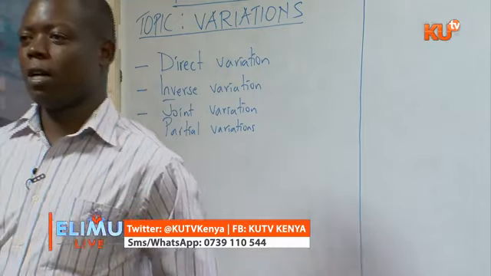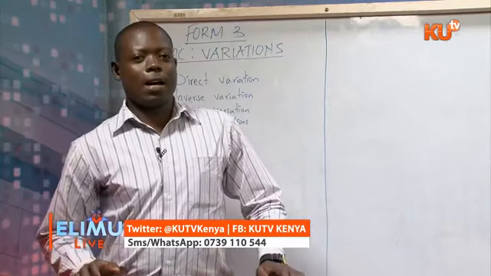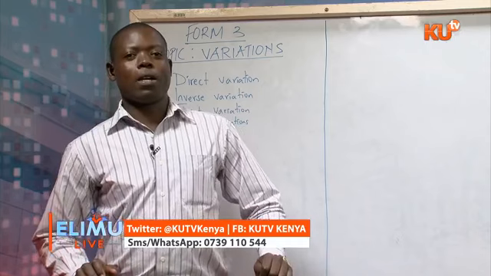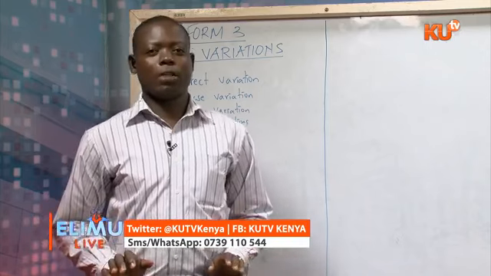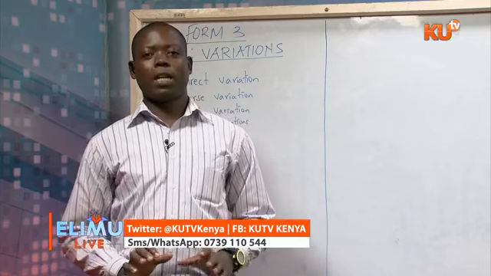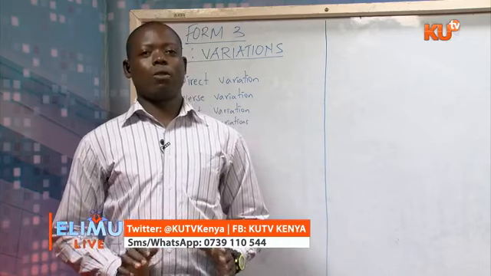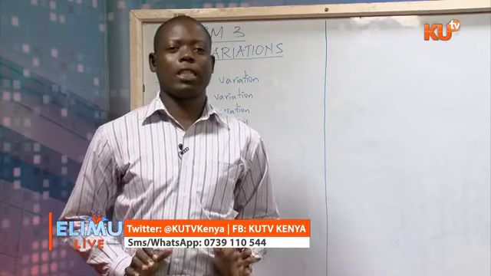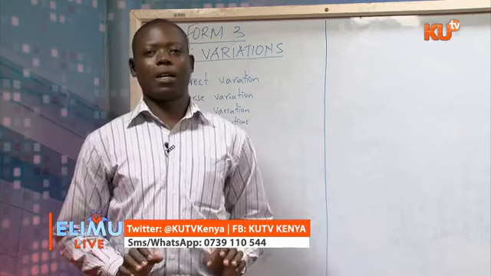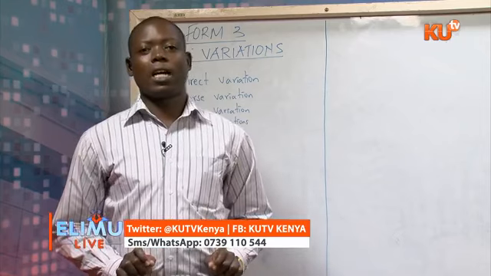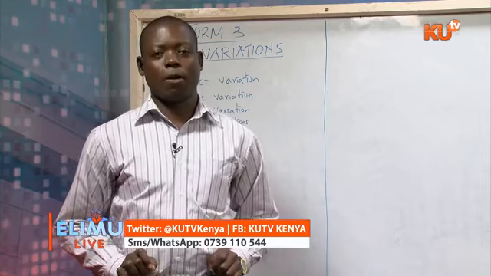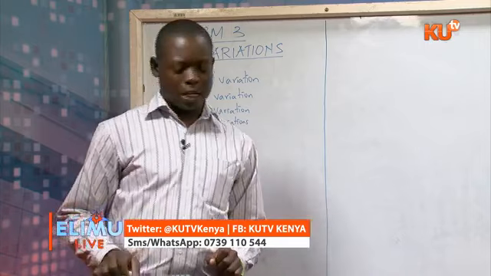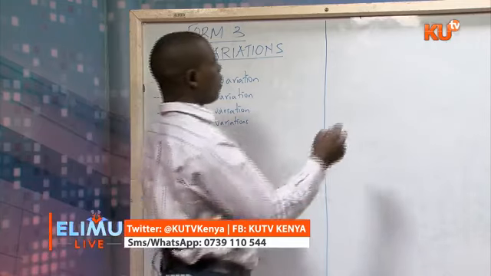It is important you look at each one of them and know where exactly the examiner is going to pose questions from. I will look at each one of them, starting with direct variation. When you talk of direct variation, we are simply looking at 2 variables or 2 quantities where, when one quantity increases in a certain ratio, the second quantity again will increase in the same proportion. If it is decreasing, then the other one also decreases in the same proportion.